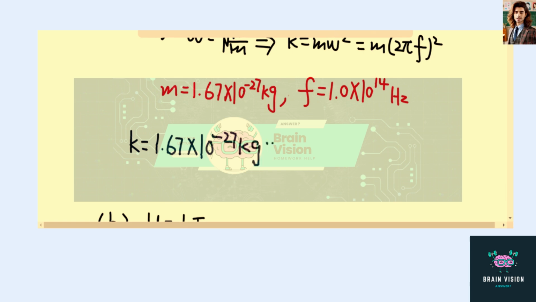And then times 2 pi times 1.0 times 10 to the power of 14 hertz, and then to the power of 2. Sorry, forgot about units. And this will give us the spring constant, which is about 659.3 Newton per meter.